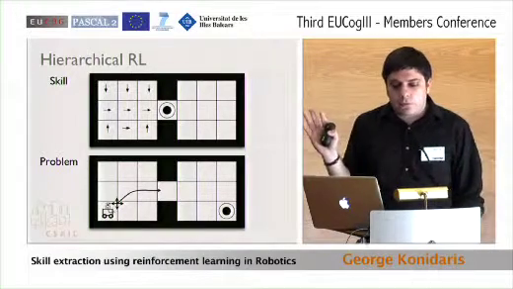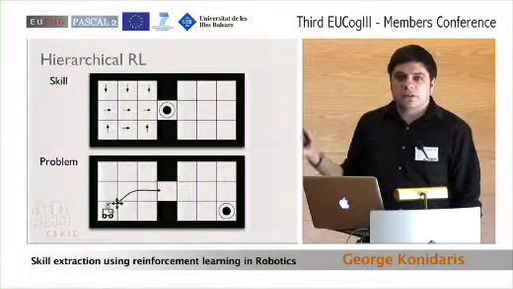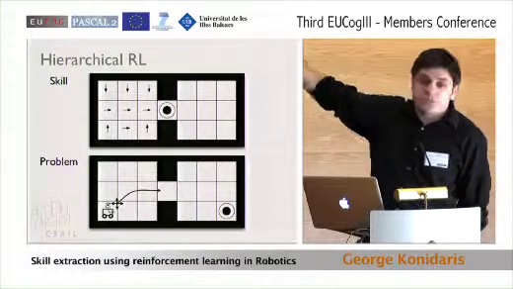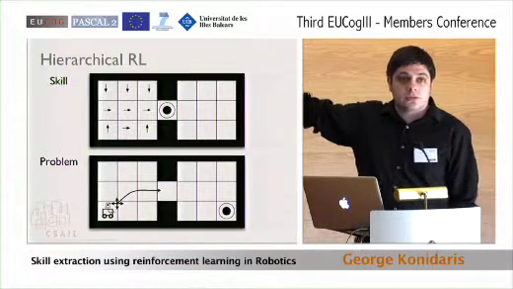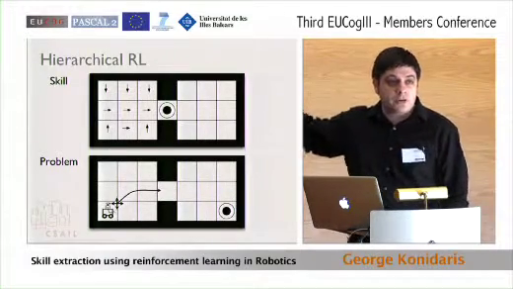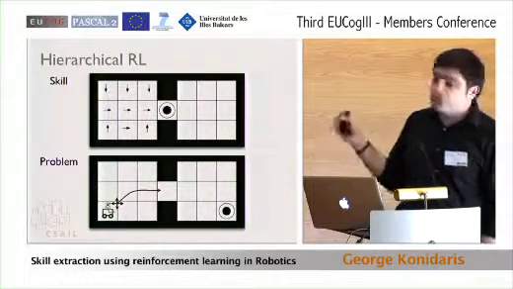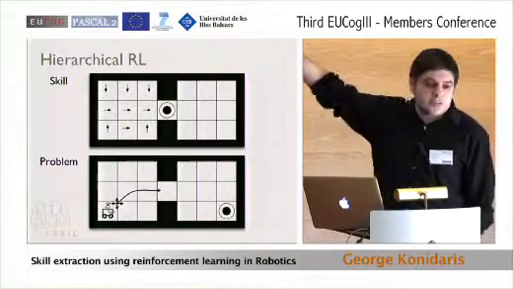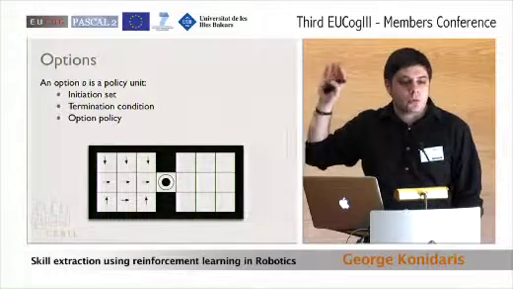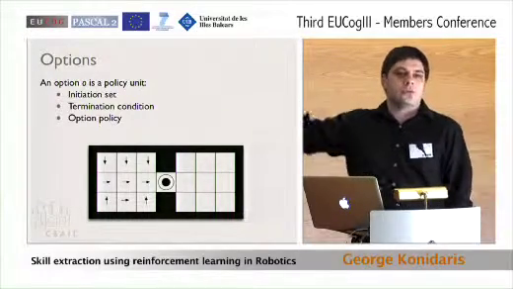A bit more formally, an option O is a policy unit. It contains an initiation set. That's all of the places where you can execute this piece of policy. A termination condition, which tells you when you're done, and an option policy, which is the little arrows which tell you what to do in all the states in your initiation set so that you reach the termination condition.